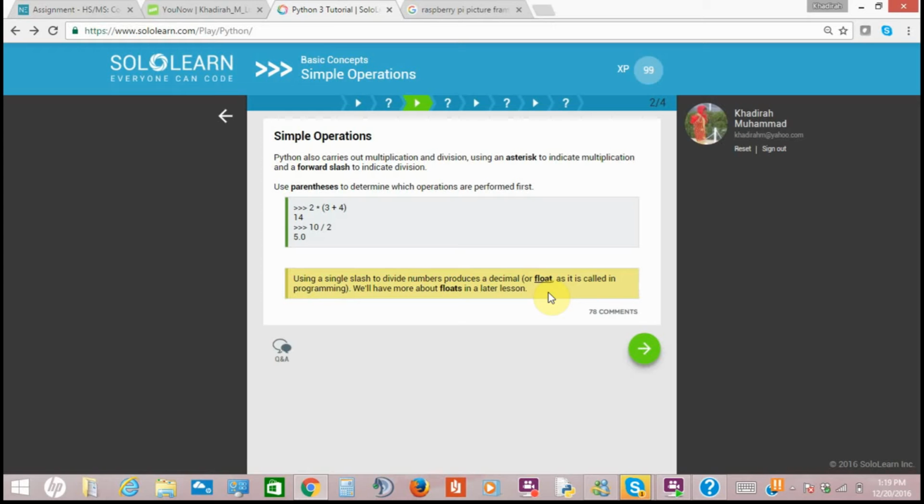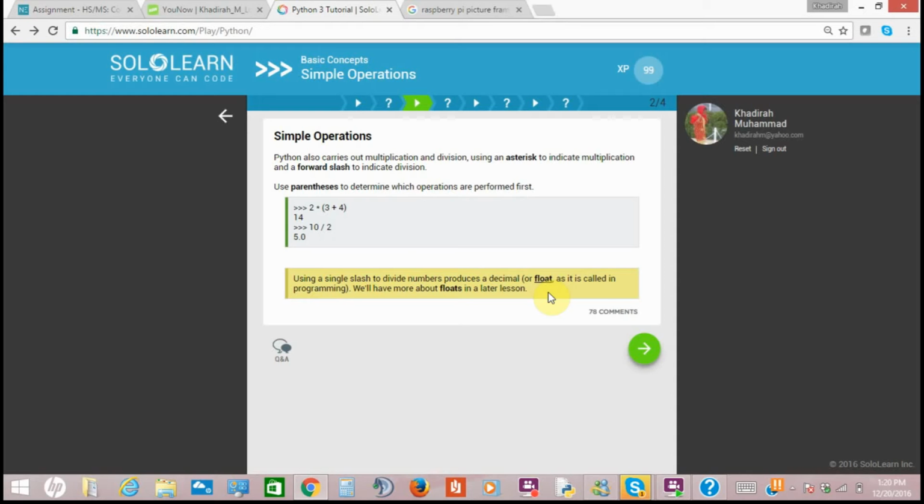Python also carries out multiplication and division, using an asterisk to indicate multiplication and a forward slash to indicate division. Use parentheses to determine which operations are performed first. So in the example, it has 2 times 3 plus 4. And of course, I'm not sure which grade it was, but I learned please excuse my dear Aunt Sally, like parentheses, exponents, and so on.